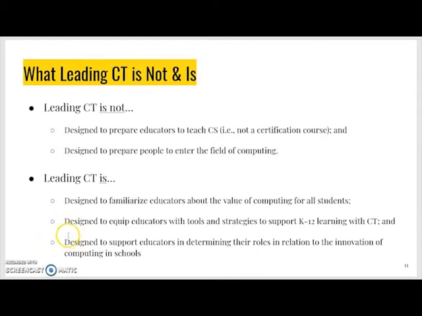What it is, it's designed to familiarize educators about the value of computing for all students. It's designed to equip educators with tools and strategies to support K-12 learning with computational thinking. And it's designed to support educators in determining their roles in relation to the innovation of computing in schools.